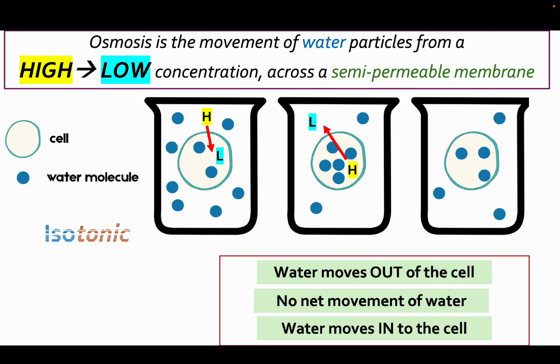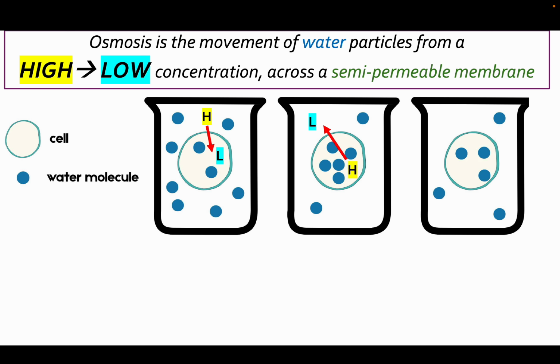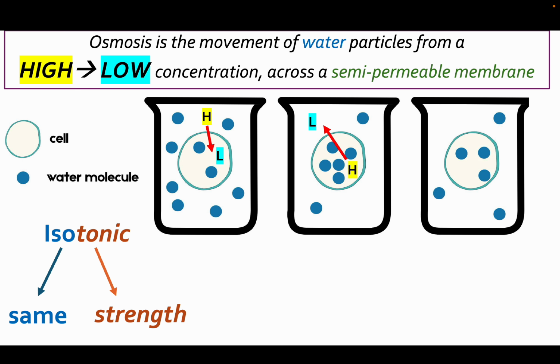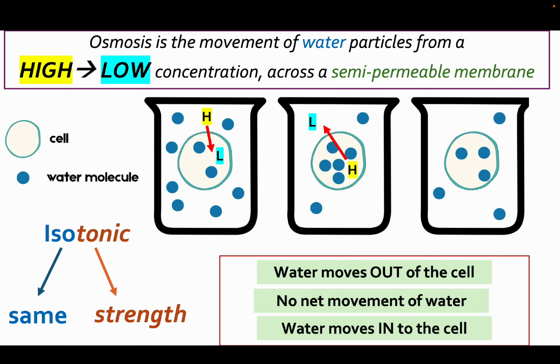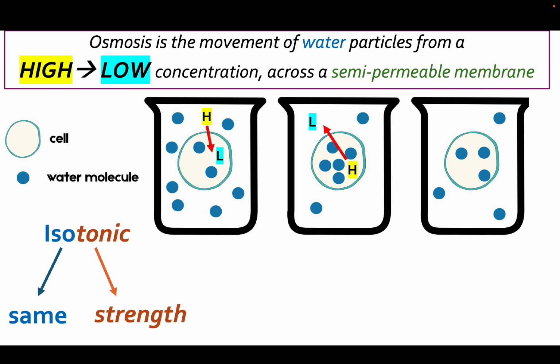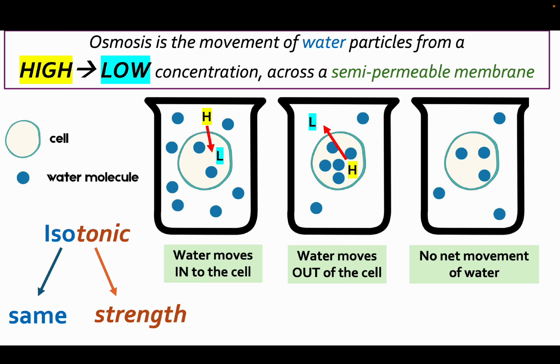These solutions are said to be isotonic. Let's break down the word isotonic. Iso is the prefix derived from the Greek word meaning same, and tonic means strength. Therefore, an isotonic solution is one with equal strength to a cell. In an isotonic solution, water moves in and out of the cell at the same rate, essentially the same concentration inside and outside the cell. This results in no net movement of water. This was the correct answer. So our last beaker is an example of an isotonic solution.